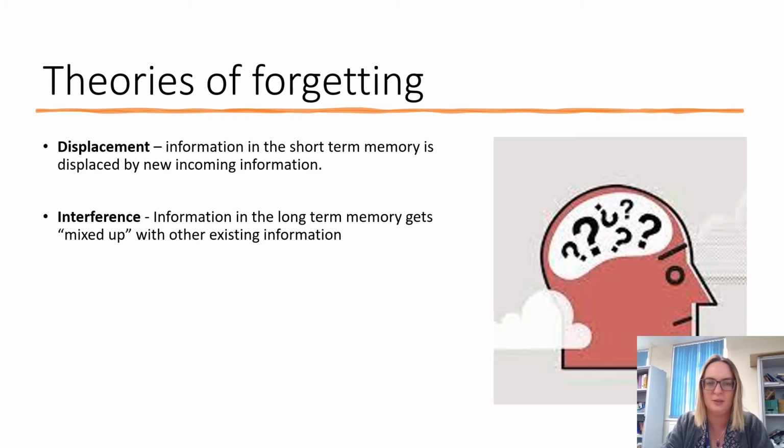Interference. Now this one is a pickle, but this is where information in the long-term memory gets mixed up with other existing information. So for example, if you're teaching your students lots of different formulas or theories, you get elements of them combined and mixed up.